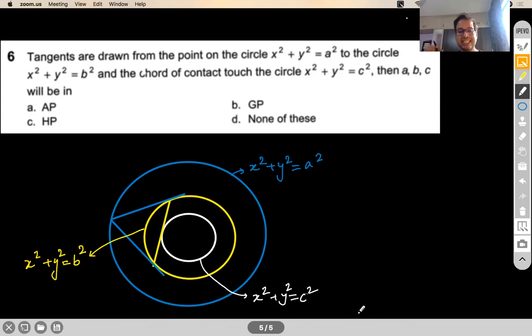Now, C square will be the inside most. Tangents are drawn from a point on the circle with radius A to the circle of radius B, whose chord of contact touches the circle of radius C. So radius C would be the interior most. And they all will be concentric because they all have their centers at the origin.